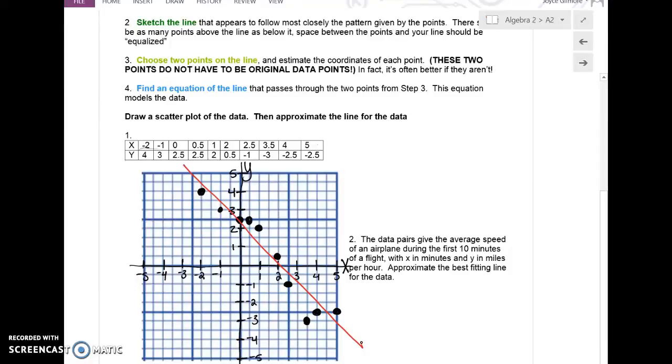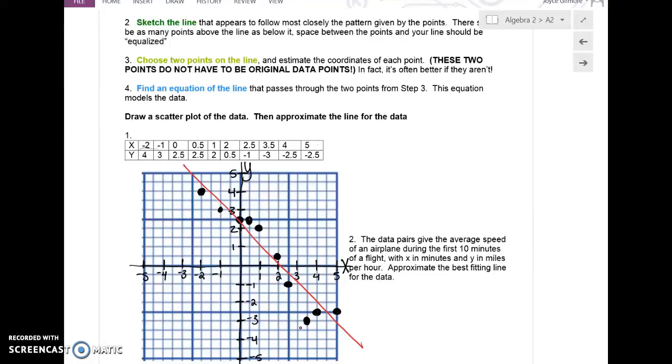How's that line? Is it better? Okay. I've got about 5 points below the line, about 5 points above the line. Now this point down here, the 3.5, -3, is a little bit farther away from the line, but that's okay because it has kind of equalized.